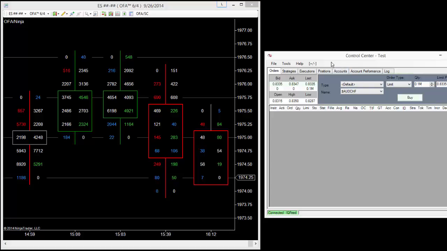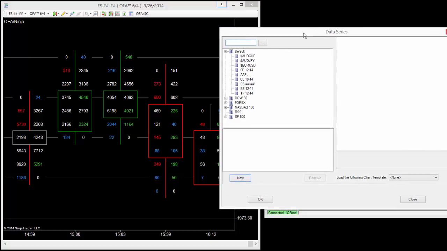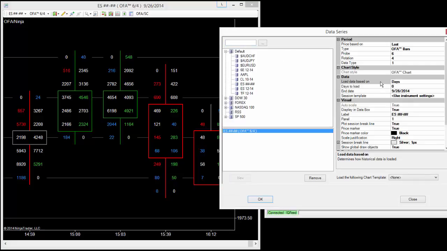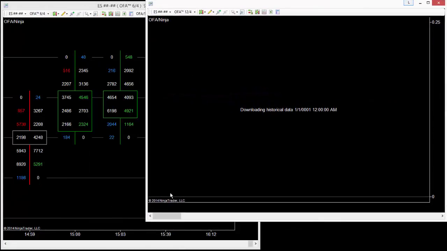Now, depending on how you're looking at the market, you may want a more long-term view or a shorter view. You can make all the adjustments needed in the data series window. So if you would like to change the probe and rotation value or look at a market in several different views, for example, in a 12-4 probe and rotation as well as a 6-4, which is very common with the ES, we can then load a couple of days of data. And we can compare the two side by side.